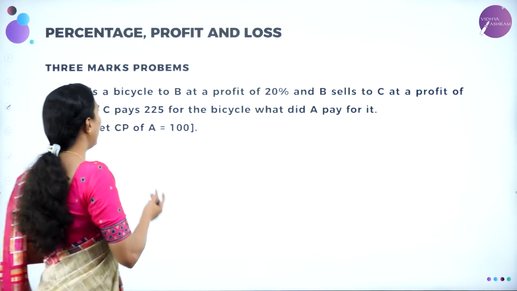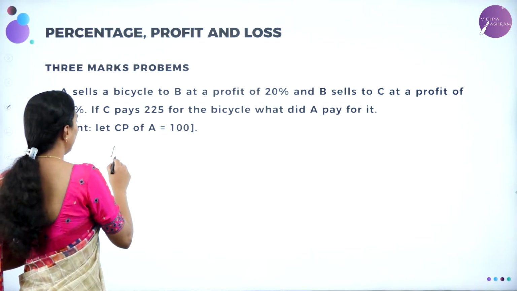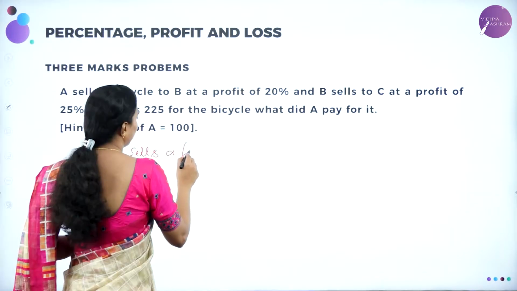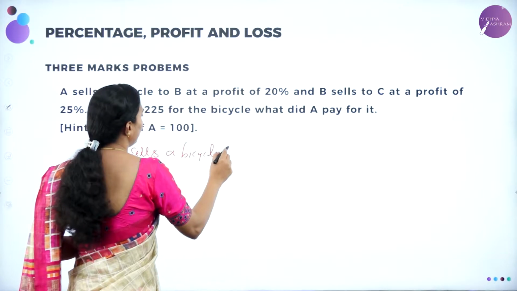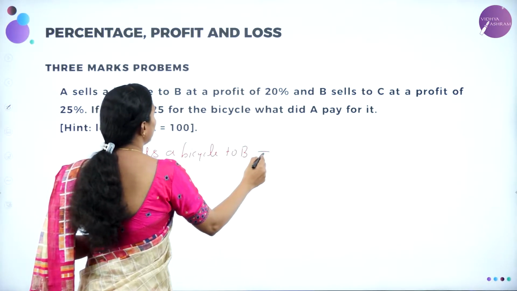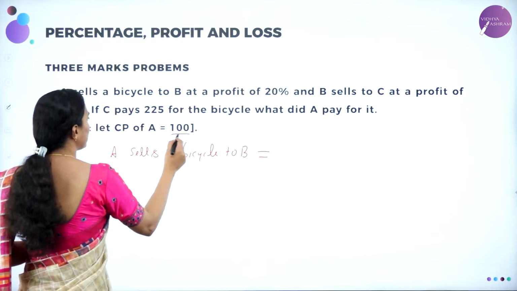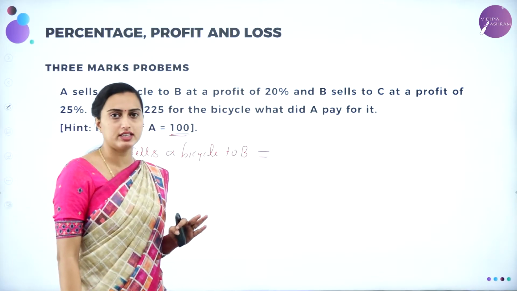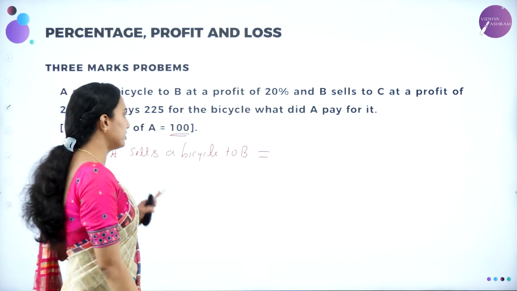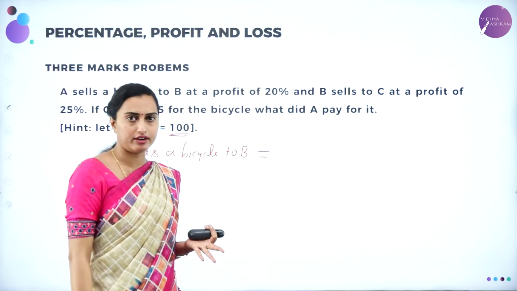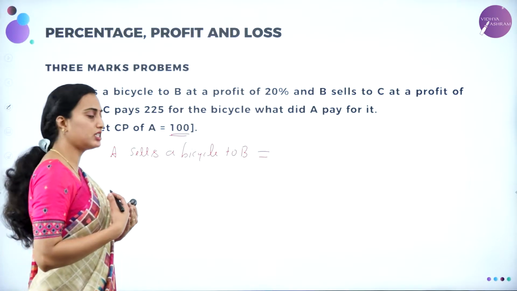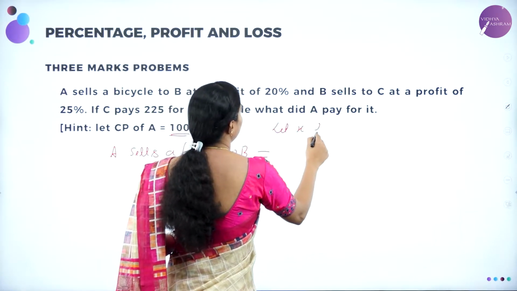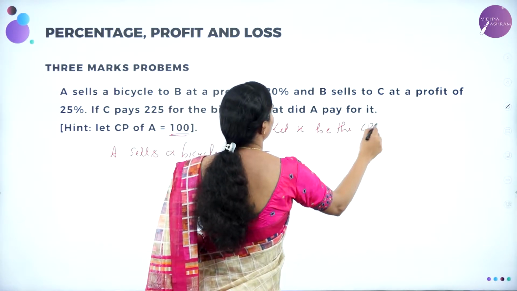A sells a bicycle to B at a profit of 20%, on the cost price. They have asked you to take it as 100. So 20% of 100 is what you are going to have. I am going to take 120x divided by 100. Here I am going to consider, let x be the CP of A.